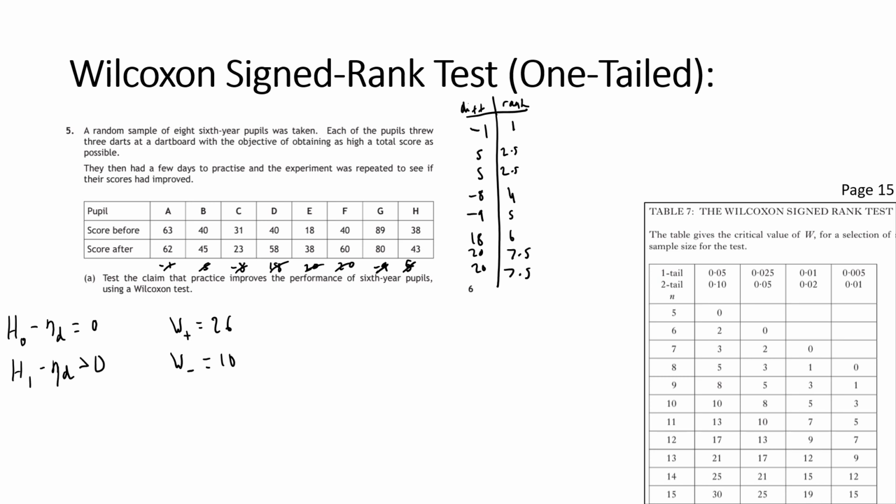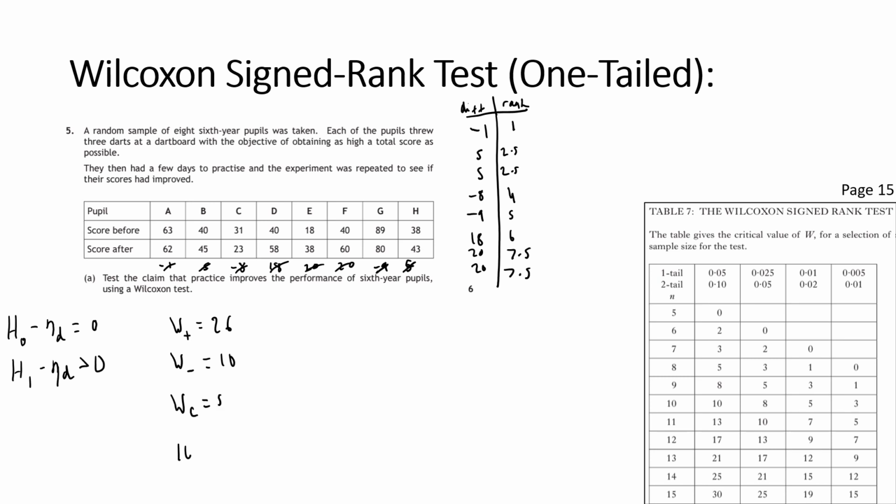Next, we need to get a critical value. So it's a one-tailed test, and we've not been given a significance, so we automatically go for a 5% significance. Then we look at this table. It works with sample size. So we were given 8 sixth-year pupils, so sample size is 8. You have 5% significance, so our critical value is 5. So WC is 5.